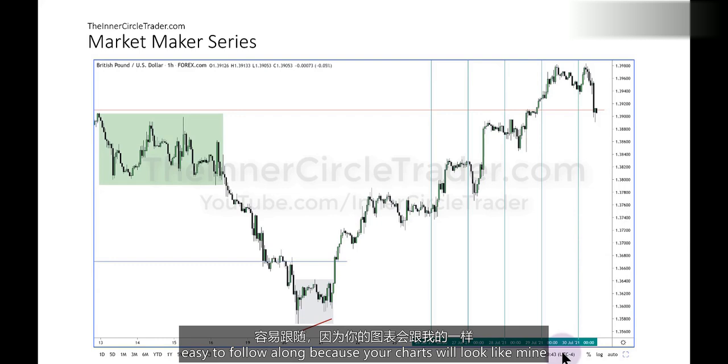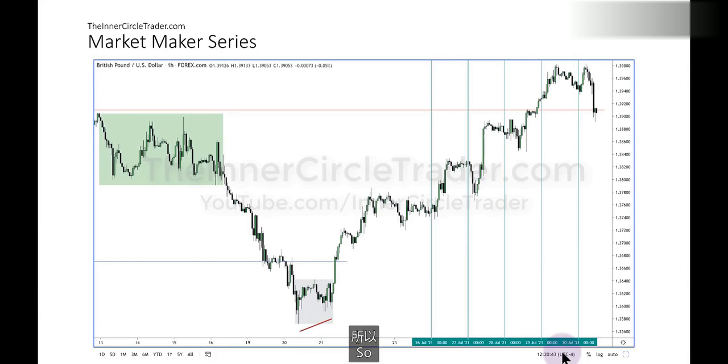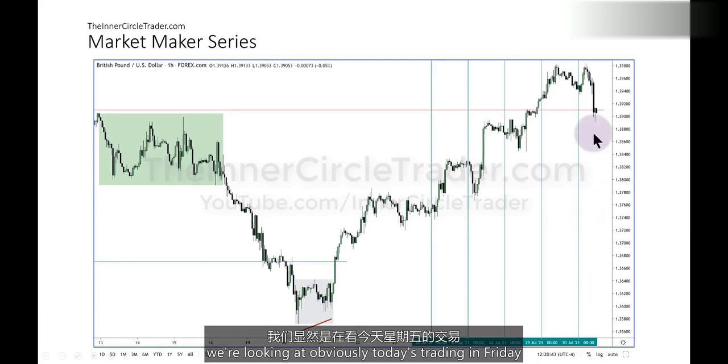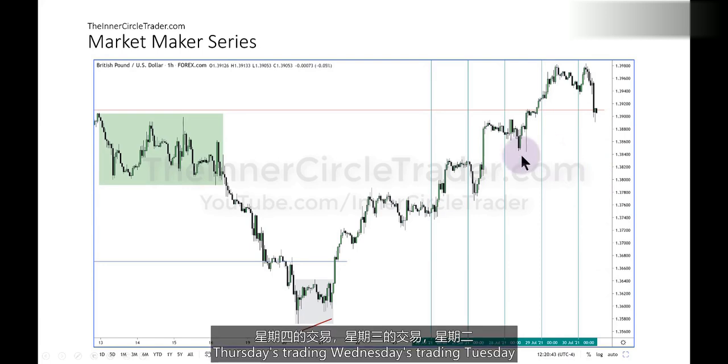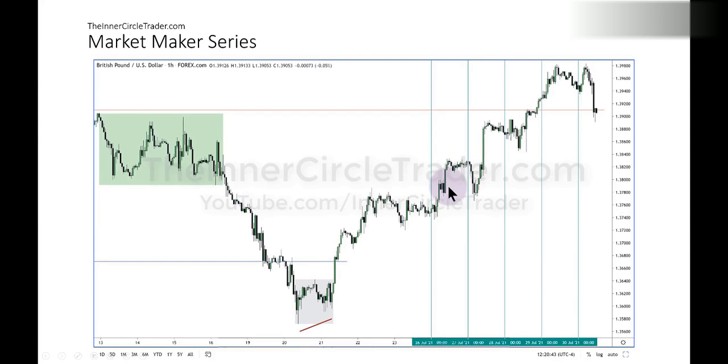easy to follow along because your charts will look like mine, and also you'll be looking at it through the lens of the algorithm. So New York midnight time is delineated each day. So we're looking at obviously today's trading and Friday, Thursday's trading, Wednesday's trading, Tuesday, and then finally Monday's trading of this week.